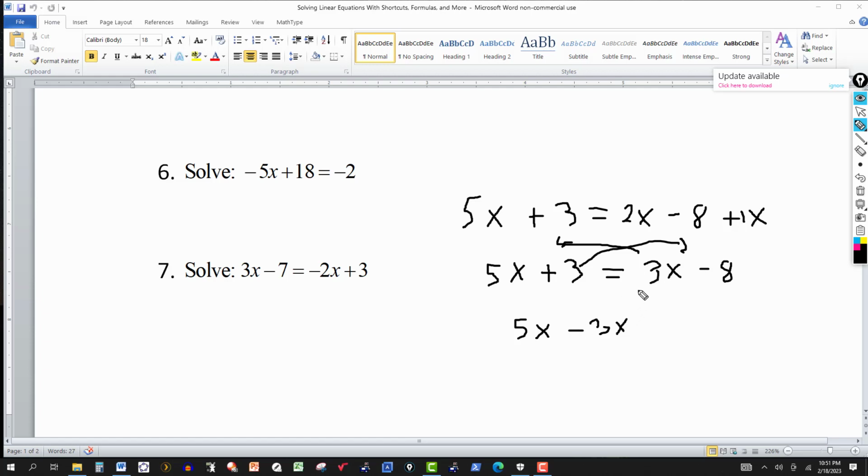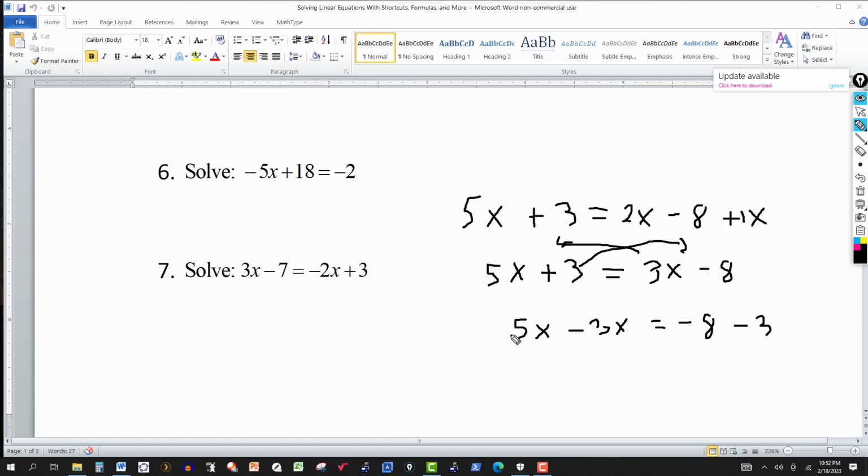Now if that had been a minus, then you bring it over and change it to a plus 3x. Equals, and we have minus 8, and the 3 goes over, just change the sign. Remember, that's the same thing as adding the opposite to both sides. But here we're doing the shortcuts. So bring it over, becomes a minus 3. Now you combine the terms on each side.